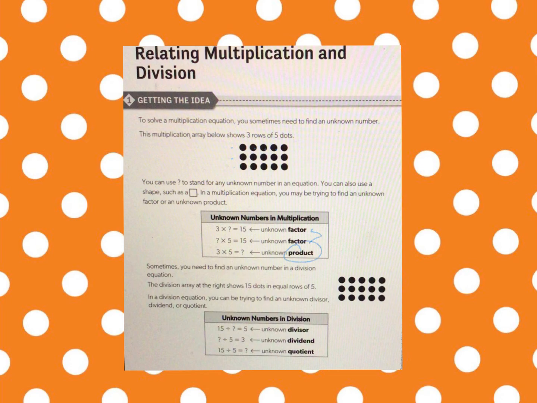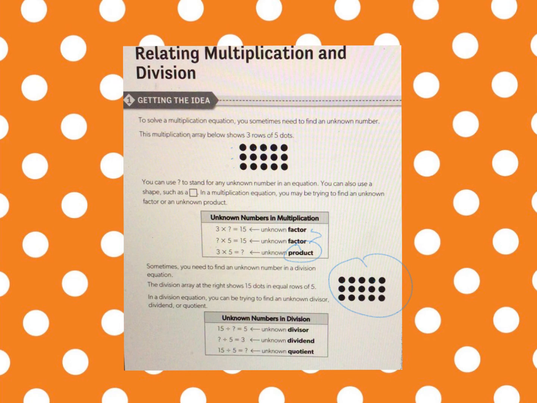Sometimes you need to find an unknown number in a division equation. The division array at the right shows 15 dots in equal rows of 5. So there's 15 total, and in every row there are 1, 2, 3, 4, 5. In a division equation, you can be trying to find an unknown divisor, dividend, or quotient.